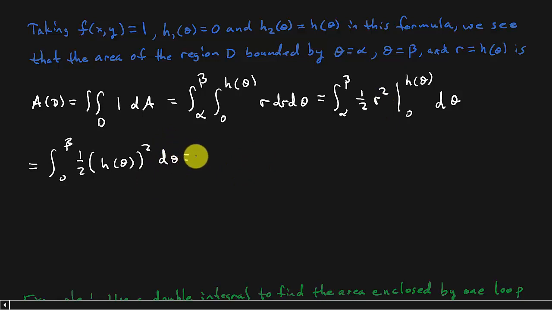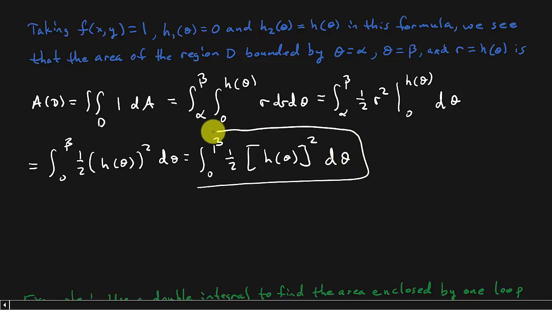So this is actually going to be the integral from alpha to beta of 1/2 h(theta) squared d theta. And so that's what you get there. It's the function squared, and then it's the integral. Oh, why am I putting 0? That's alpha.